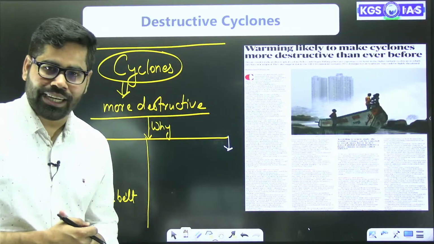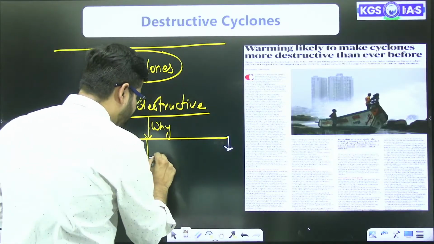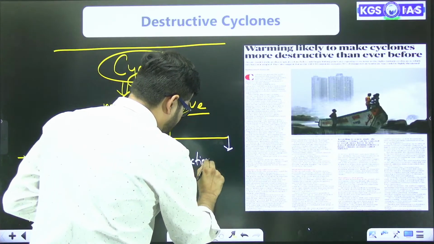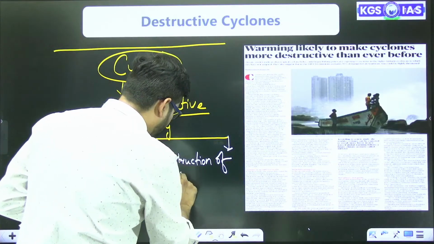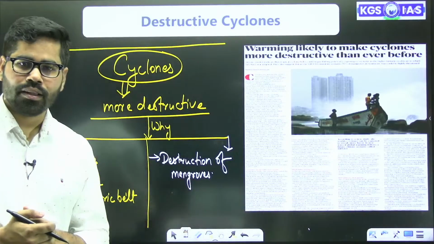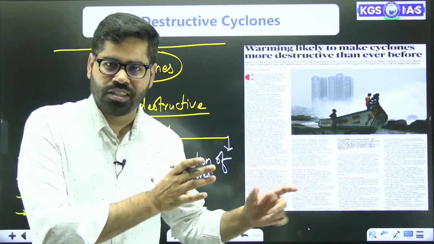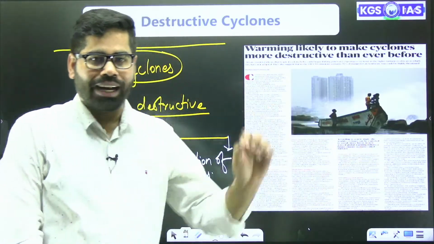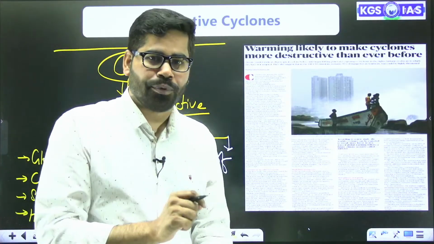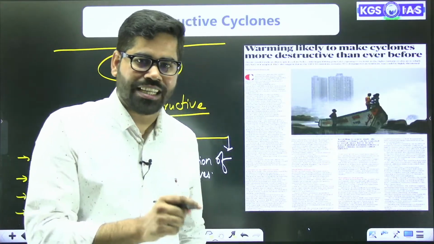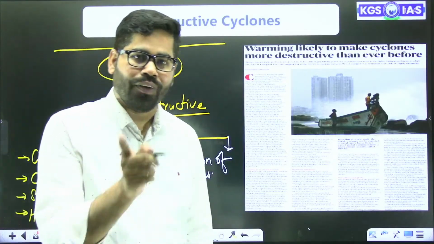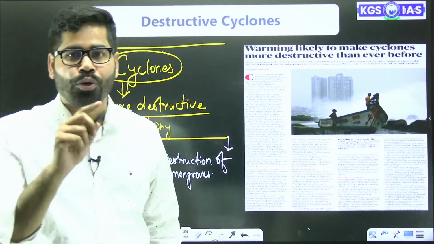But on the other hand, we have also other factors. What other factors are there? We see that destruction of mangrove forests, destruction of mangroves, the mangrove structures which are helping in reducing the impact of tropical cyclones, they have been devastated, they have been destroyed. So that is one reason why the cyclones are becoming more and more destructive.